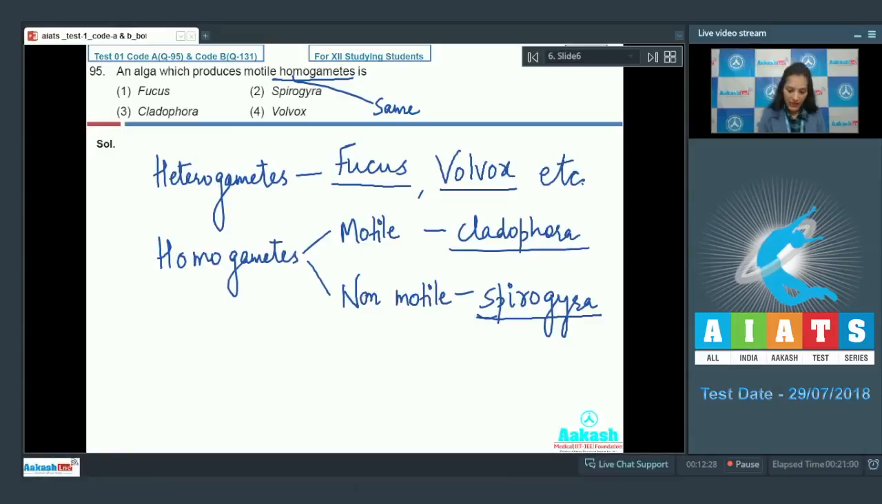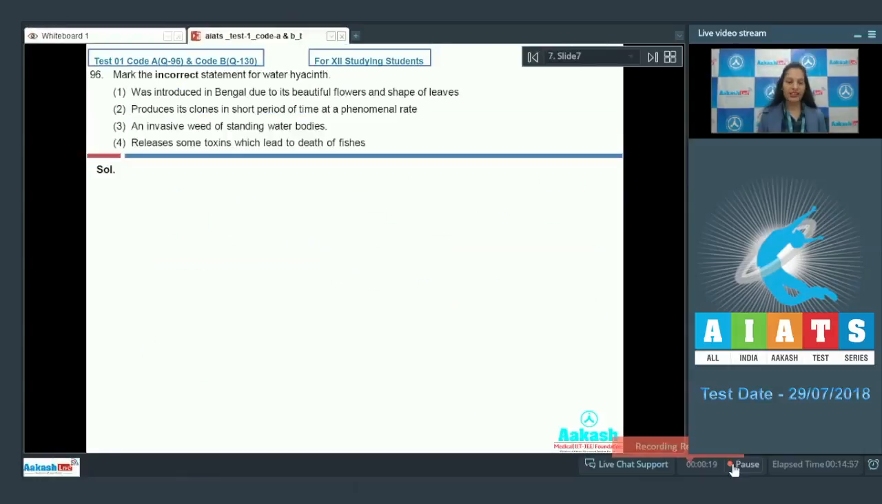Now you can see that Volvox produces heterogametes, Spirogyra produces homogametes, but they are non-motile. Fucus produces heterogametes. Cladophora is the correct option for this question. That is option 3. Let's move on to the next question. Let's start with question number 96.